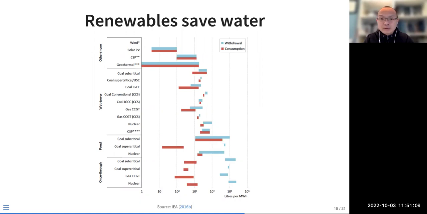You may wonder why renewables still have water consumption. It's mostly due to cleaning services for solar PV and CSP. CSP needs water because it heats the water and creates steam, so it still consumes a certain amount of water, and solar PV needs water to clean the panels. For other plants, mostly during the steam turbine, you need steam, and steam evaporates, and also during the cooling process, that consumes water.